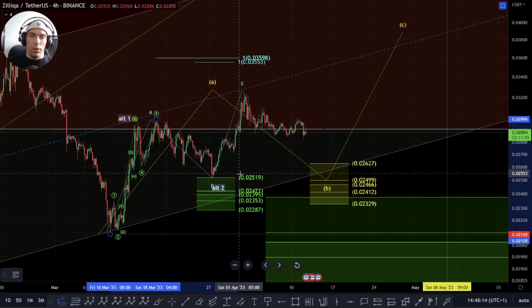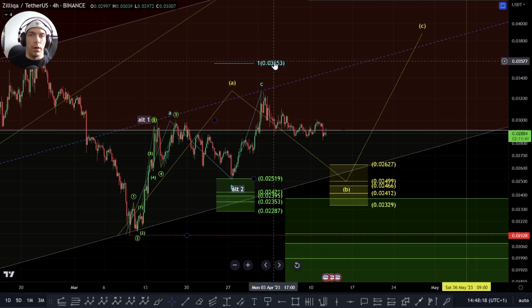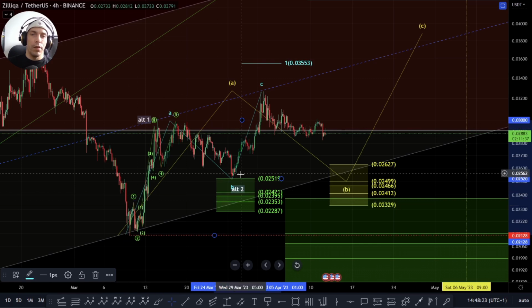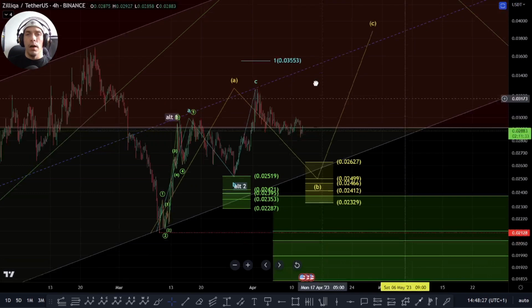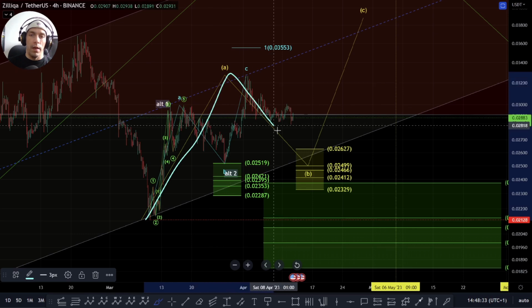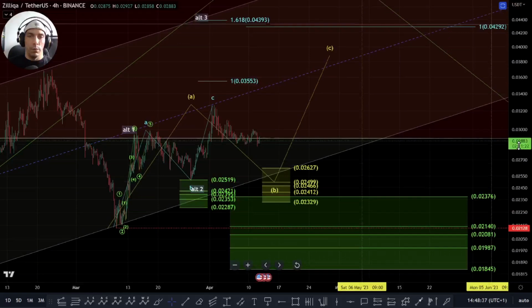So if you did manage to catch that, I hope it was helpful. But basically what we're looking for here is whether we actually completed here or if this is going to extend up and become a bigger move. So I've got this yellow ABC marked down here. This is looking at whether this is going to progress as a corrective structure where this is A, B, and then C to the upside. So this is still a possibility.